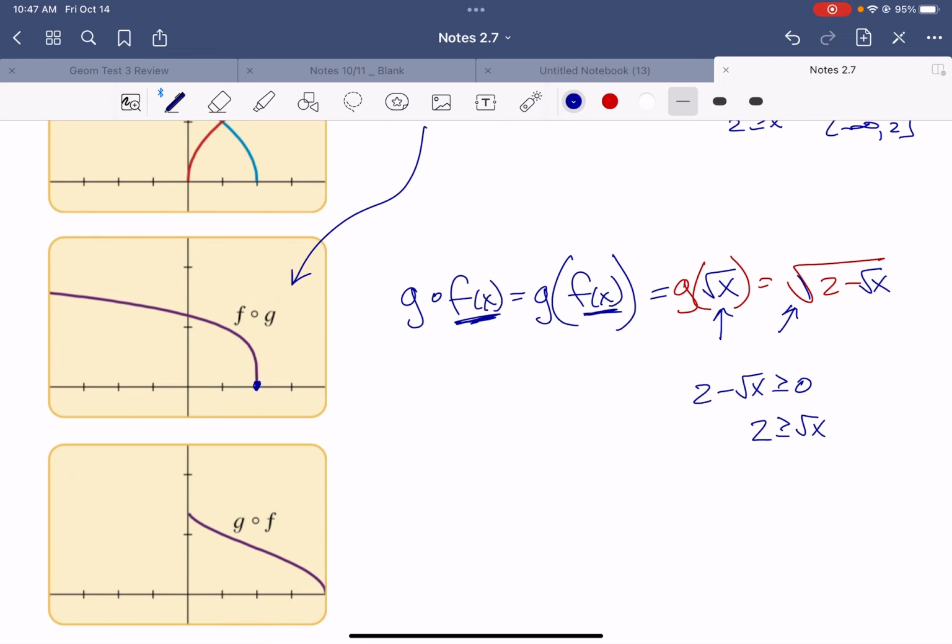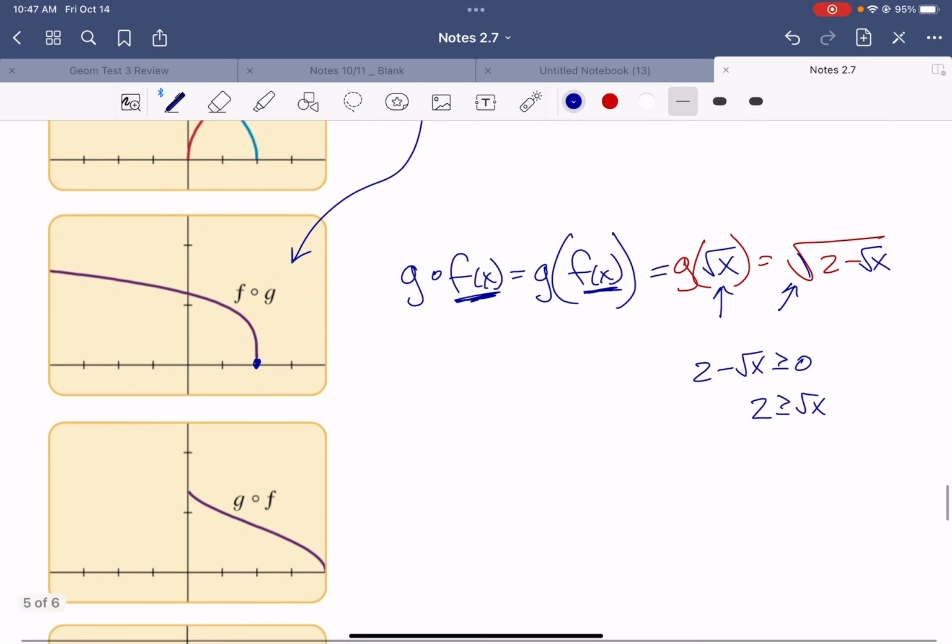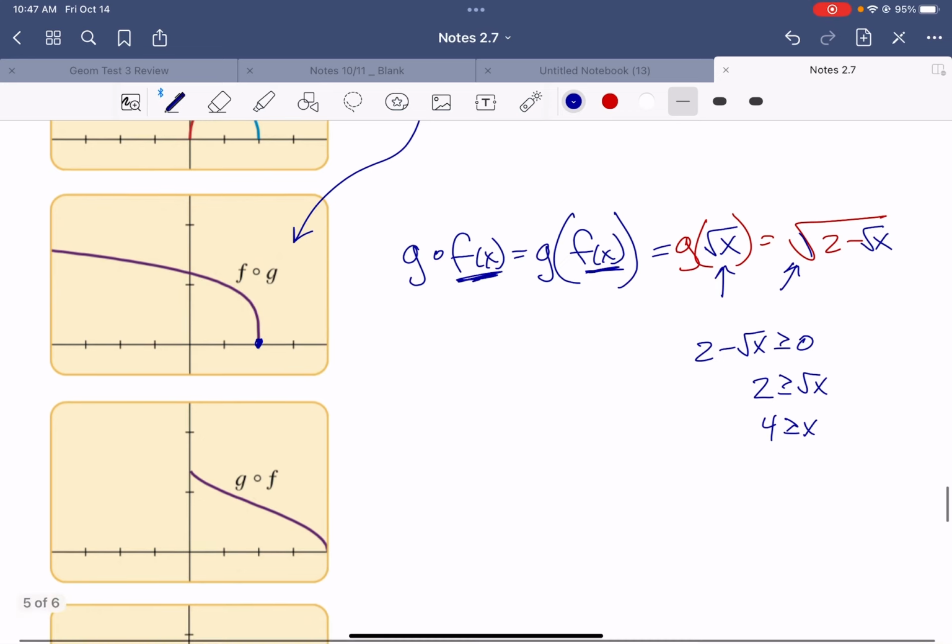Well, where is the square root of x less than or equal to 2? That would mean, if you square both sides, that x has to be less than or equal to 4, right? So that's why x has to be less than or equal to 4, and you see that here on the domain.